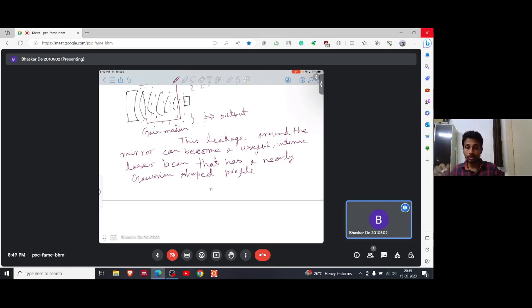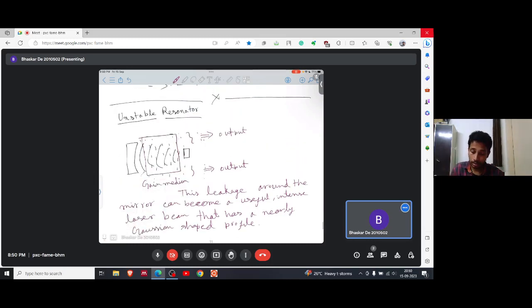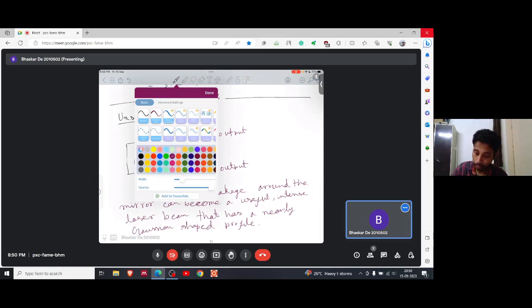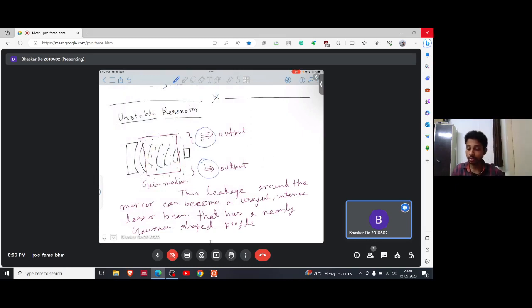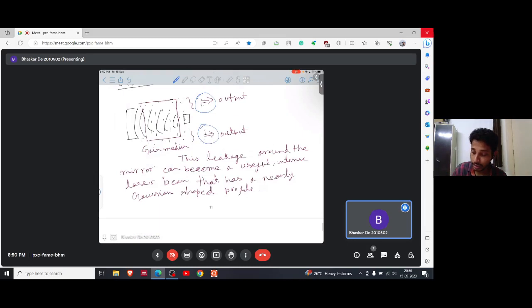Basically here, in a normal stable resonator, we use the beam that gets out of the resonator as a whole, but here we are actually using this part. These parts are referred to as leakage. This leakage around the mirror can be used as a very intense laser beam, and that has not exactly a Gaussian shape profile but a nearly Gaussian shape profile.